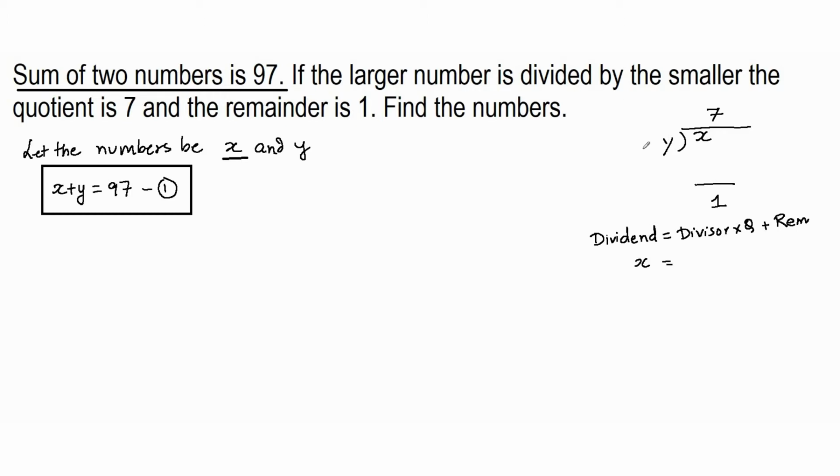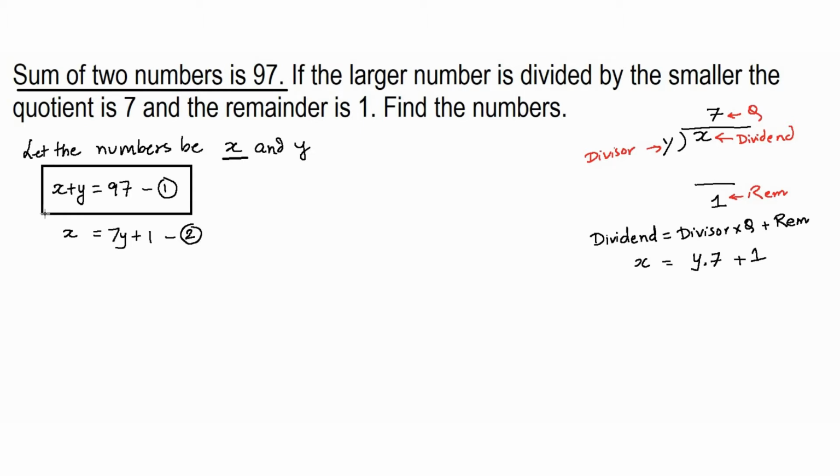So let us mark the different terms in this. Y is called the divisor, the one who divides. X is the dividend, the one who gets divided. 7 is the quotient and 1 is my remainder, right? So now therefore I can write x is equal to divisor, that's y, into quotient, that is 7, plus the remainder. And therefore my second equation is x equals 7y plus 1, right? So this is now my second equation.